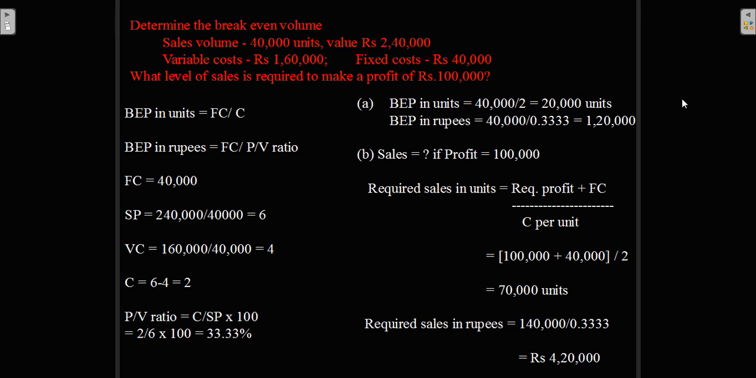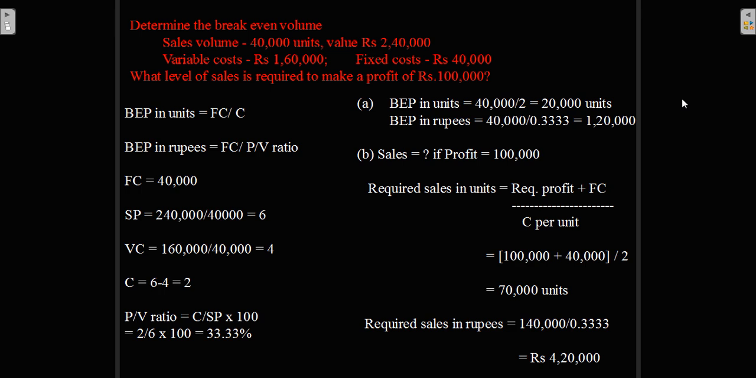This question has two parts. One, we have to find the break-even volume. Second, they are asking us to find the level of sales that is required to make a profit of 1 lakh. That is, in order to earn 1 lakh profit, how much sales should be done. Okay. So to answer the first question, we are supposed to find the break-even volume.